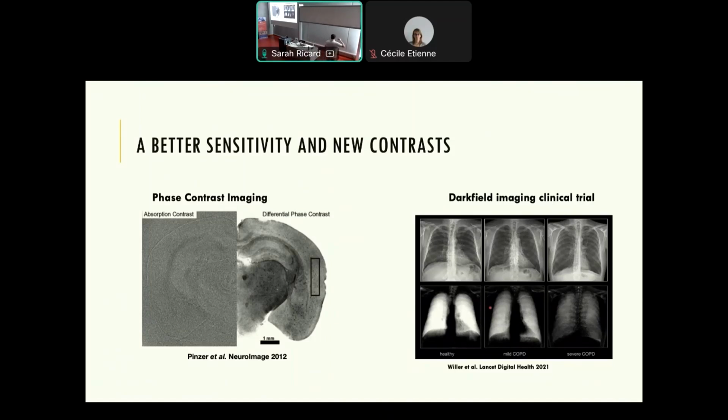Why? Because in COPD, what happens is that those alveoli will be filled by water, and then you have fewer interfaces between air and tissue. And this explains why a healthy lung scatters a lot, while severe COPD scatters less.